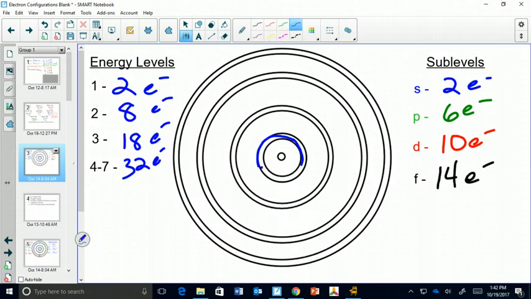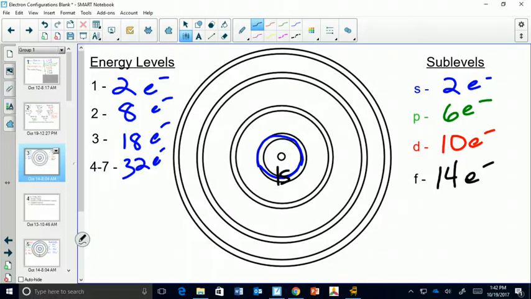I'm trying to draw in, but my marker is just off enough to mess it up. So we would call that the 1s. 1 is the energy level. S is a sublevel. We cool?